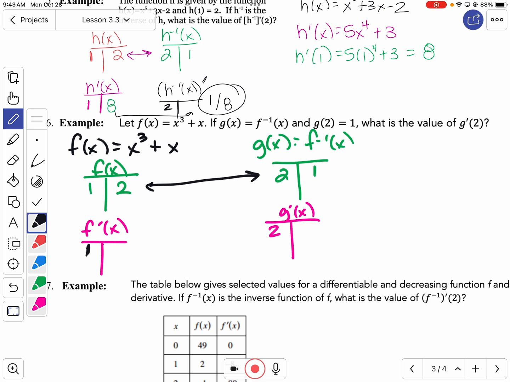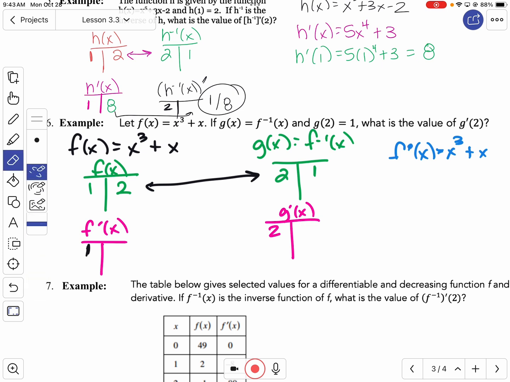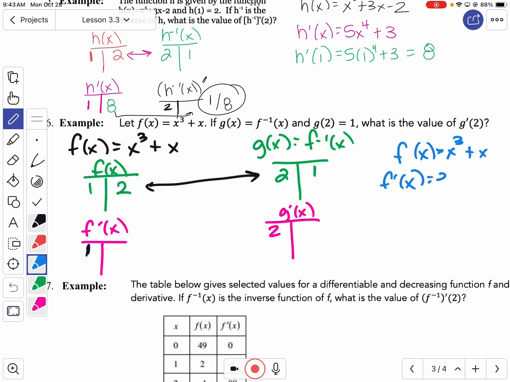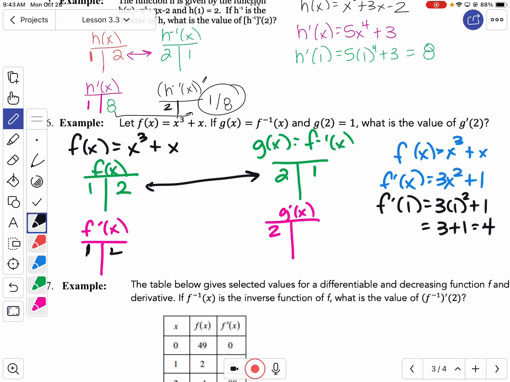All right. So can I find the derivative of f at 1? I hope so. If not, I've done a bad job. Okay. So, oh, sorry, that should just be f. So f prime at x is going to be 3x squared plus 1. We're going to evaluate that at 1. So f prime at 1, 3 times 1 plus 1, which would be 4, right?